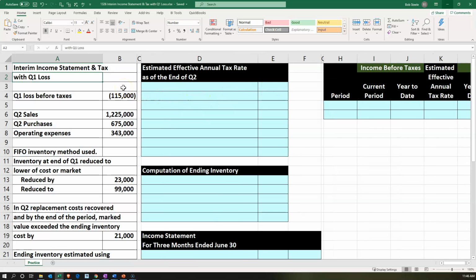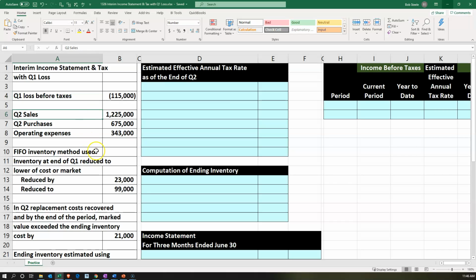We're going to be doing an interim income statement and tax estimates with a Q1 loss. So a little bit different than the prior problems we have seen in that the first quarter, we're going to have had a loss on it and see what the effect of that will be, mainly focusing in on the income tax calculation, the estimated tax for Q2. So we have our information. Q1, quarter one, loss before taxes was $115,000.